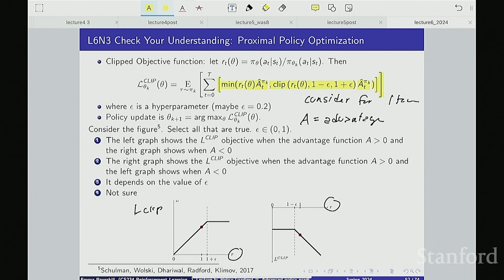All right, nobody thinks it depends on the value of A, which is correct. So this does not depend on the value of A. I want you to turn to your neighbor and see if you got the same thing.